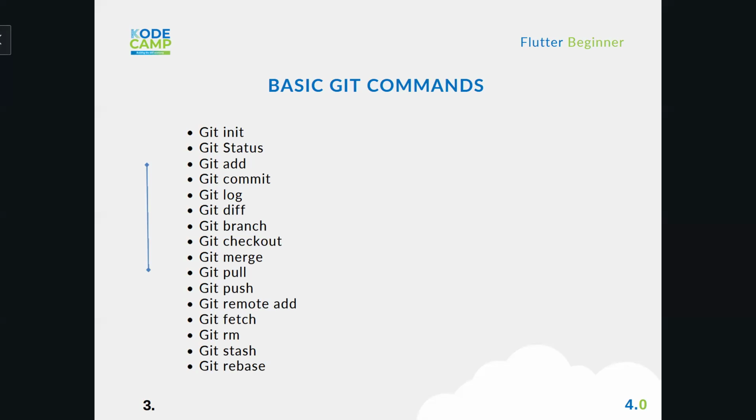And then git rebase. Git rebase is just to reapply commits from the current branch to a specific branch. So we'll make use of all these things. Let's do some practical. I'm going to work with my terminal first, and then we'll see what we can do on VS Code.